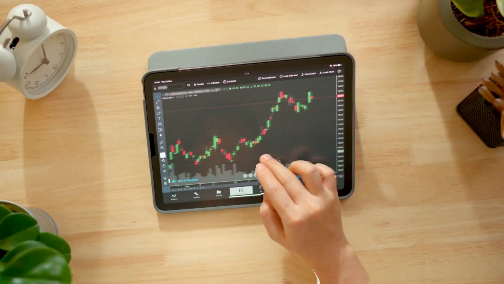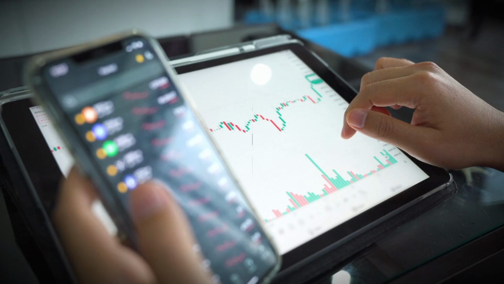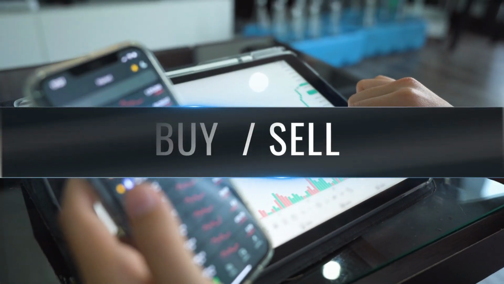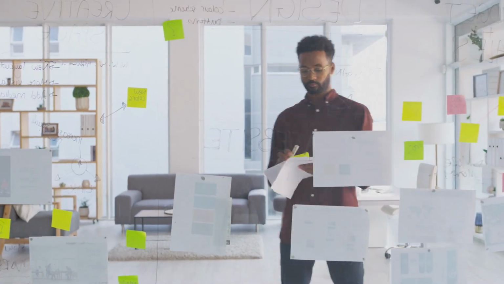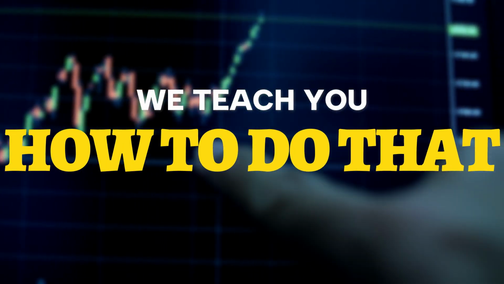You've probably heard it a million times: buy low, sell high, or as some folks say, buy at peaks and sell at dips. But here's the real question: do you actually know how? Seriously, we all know what to do, but how to do it? That's what we're diving into today, especially how to buy and sell during pullbacks.